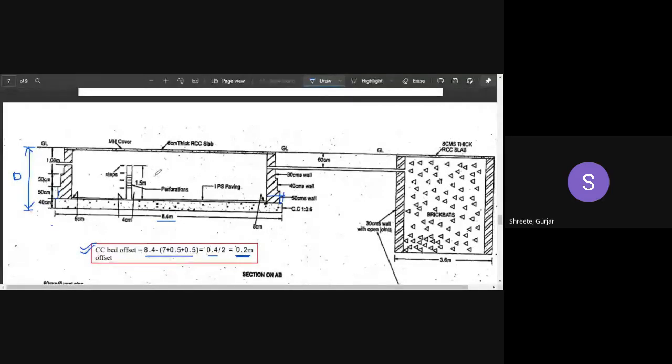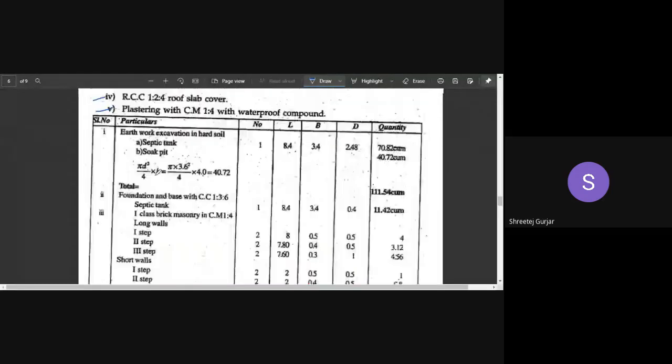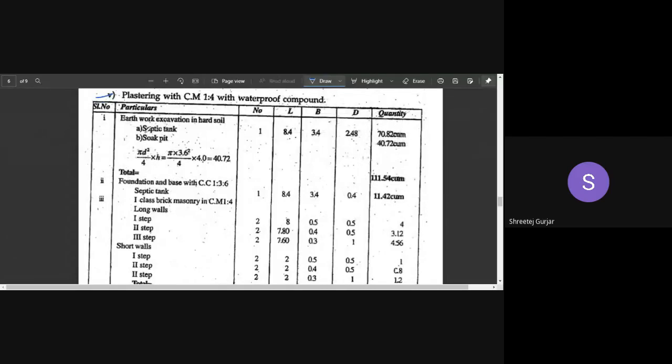So that is what you write over here in the first item: earthwork in excavation, septic tank. For septic tank, 1 in number, 8.4, 3.4, and the depth is 2.48. Now we are done with the septic tank. Now we will calculate for the soak pit. The soak pit is in circular cross section, right? It is circular. So what we will do is take the out to out distance, or the diameter. So it is 3.6.